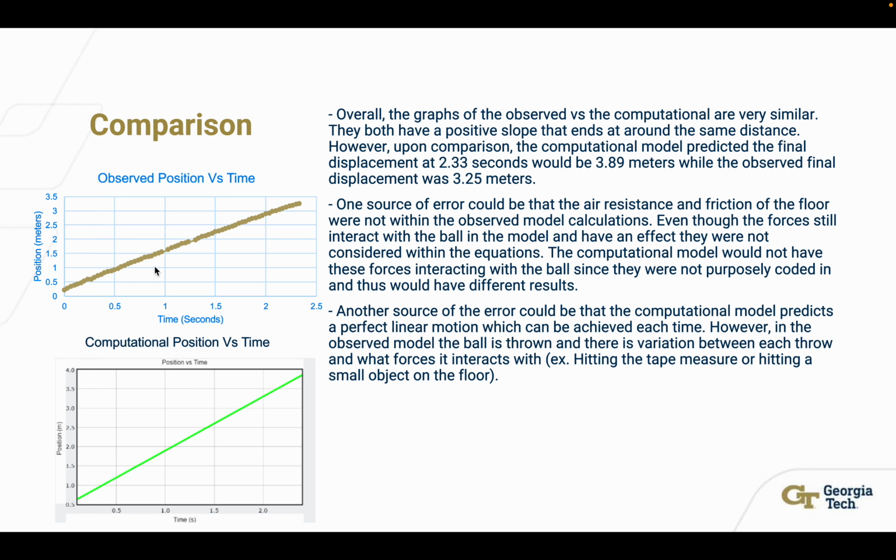You can obviously see that the observational one is a little less linear, but still follows the linear pattern. The computational model did end up having a farther displacement, and this could be due to the fact, as I said before, that there are other forces such as air resistance and friction acting on the observed model that weren't in the calculations. These would still have an effect and affect the results, but if they weren't in the calculations, then you wouldn't be able to tell. And then just another source could be the variation, since you do have a computational model that's doing perfect motion every time compared to me throwing a ball on the floor. There's just variation in my throw, or like the ball hitting the tape measure or a small object on the floor.